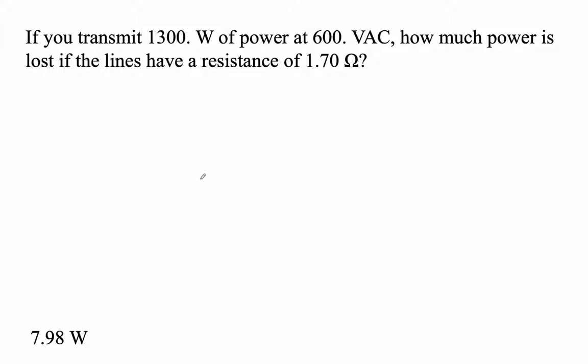If you transmit 1300 watts of power at 600 volts AC, how much power is lost if the lines have a resistance of 1.7? So this is the most straightforward one, right? Our current, we've got to figure out our current. Power transmitted is IV, right? So 1300 watts is I times 600, right?